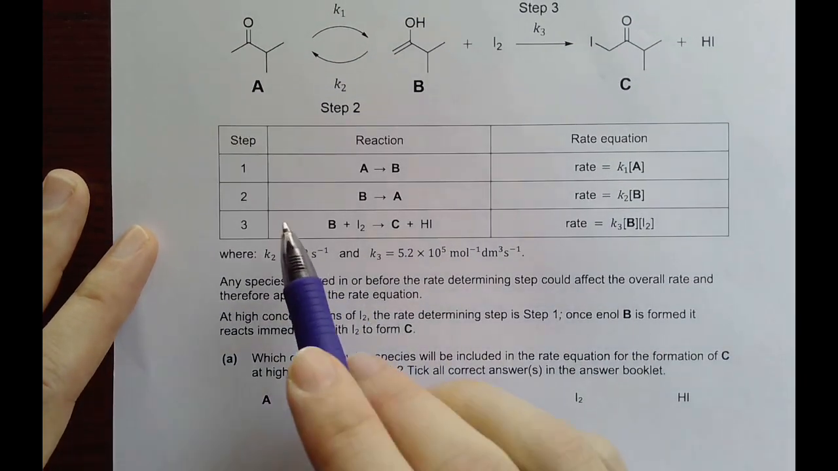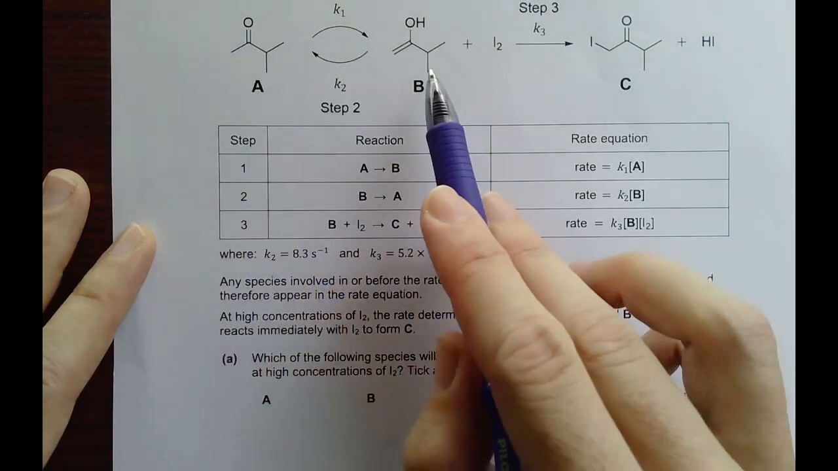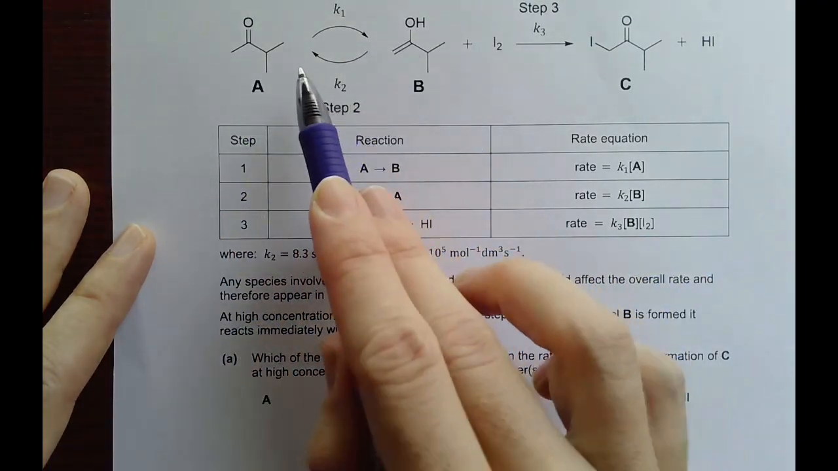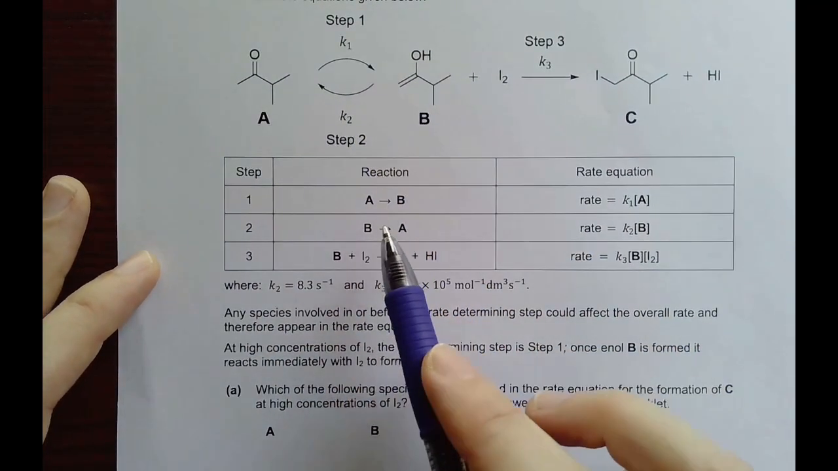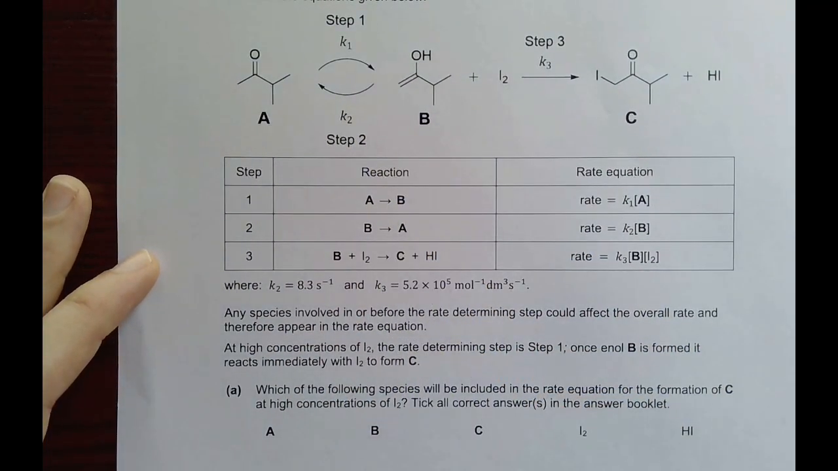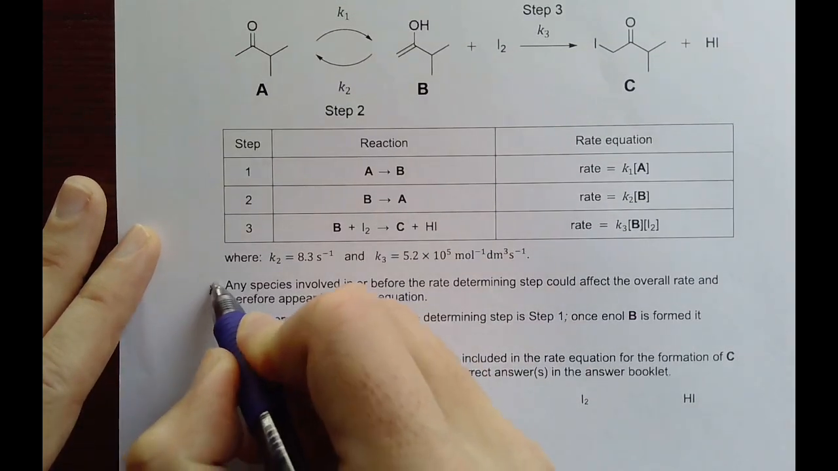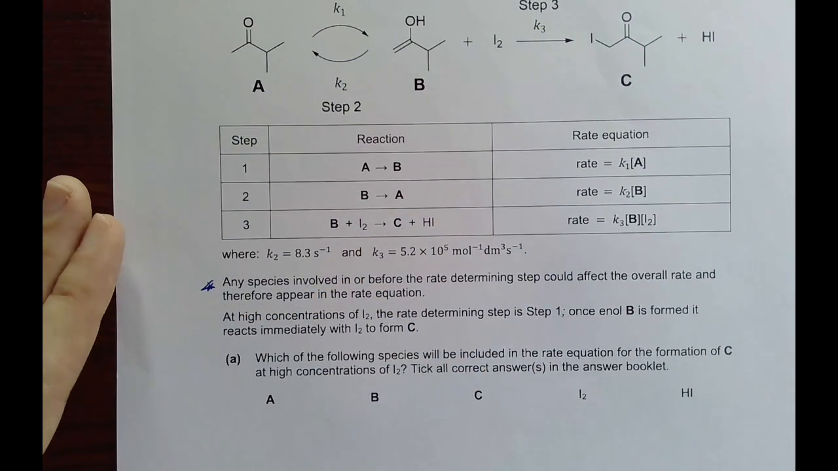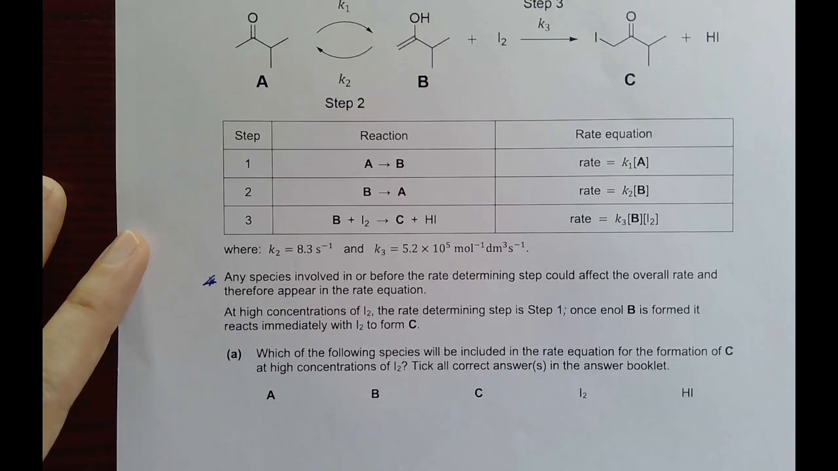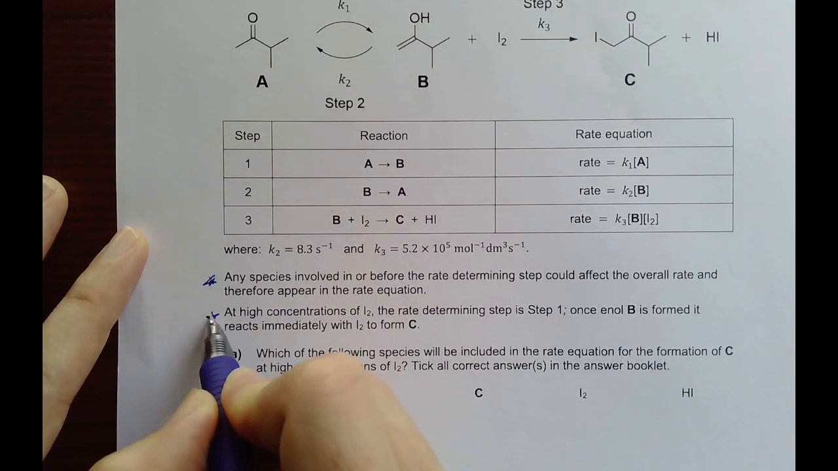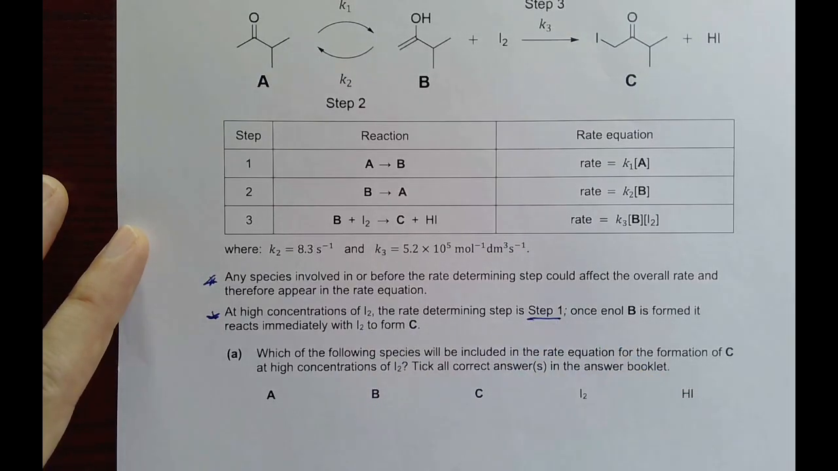All right, so just to bear in mind that step 1 is the forward reaction from A to B. Step 2 is the reverse reaction from B to A. So information about the equilibrium is going to be given to us by the difference between these two, or the ratio of those two. And then this is the important part here. So any species involved in or before the rate determining step could affect the overall rate and therefore appear in the rate equation. And then it says at high concentrations of I2, the rate determining step is step 1.